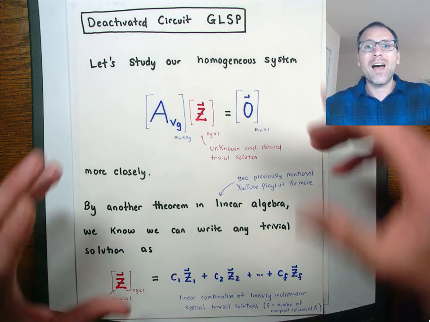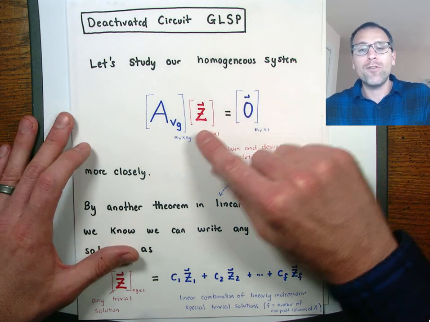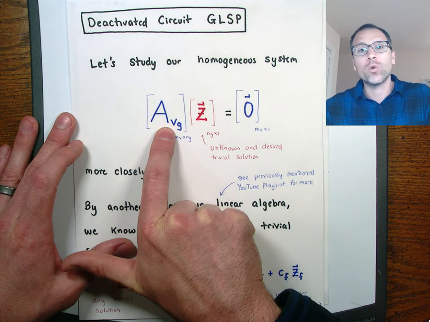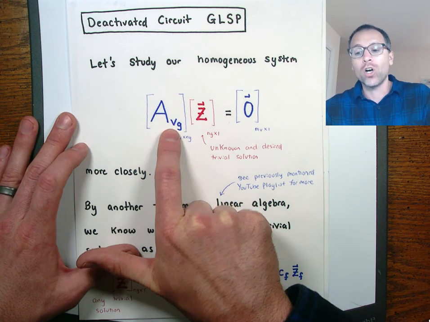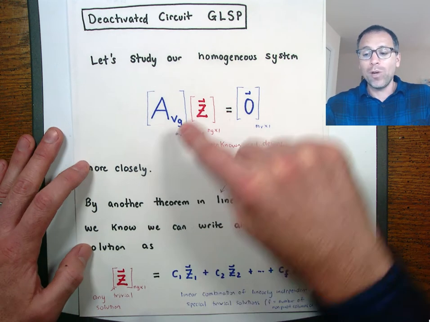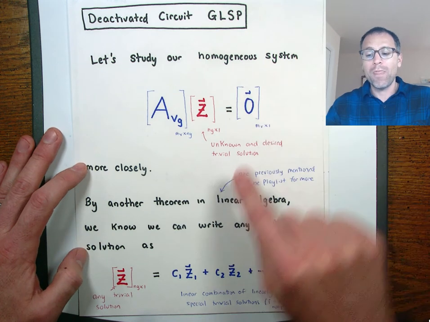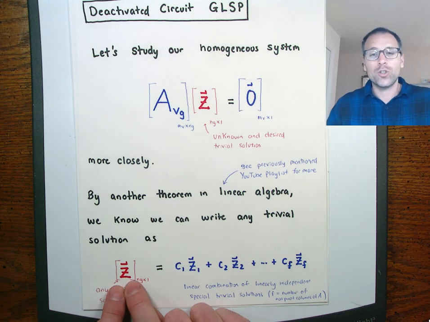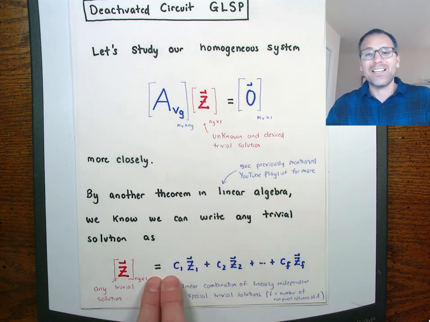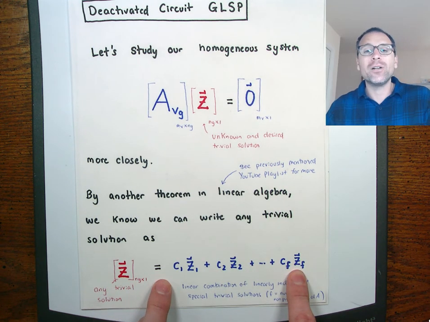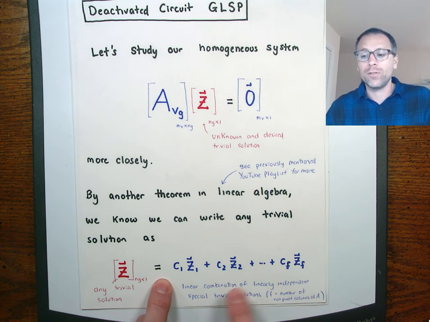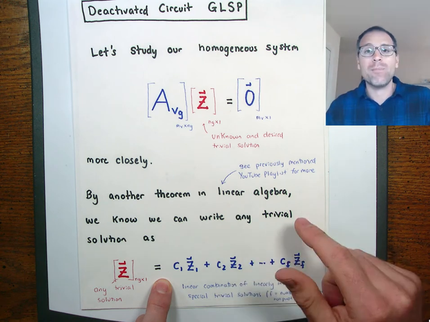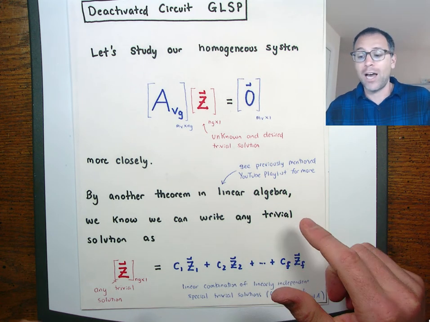But once we come to that realization, we might want to really focus in on the homogeneous linear system arising from that voltage source subblock of the larger entire incidence matrix. And when we look at that homogeneous linear systems problem, there is another theorem in linear algebra that says that we can write any trivial solution to that problem as a linear combination of linearly independent special trivial solutions to this problem. If you want more on that, please see that previously mentioned YouTube playlist. There's a lot of information in that.